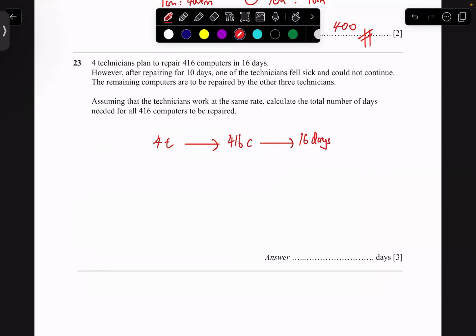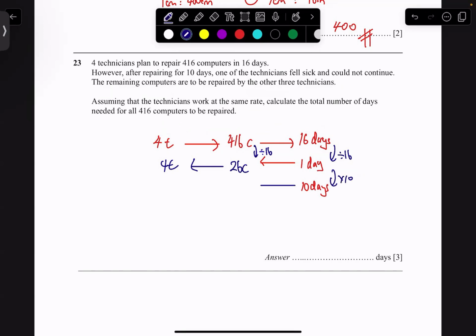Now, however, they have already done the job for 10 days. So if in 16 days they can complete 416, in 1 day you divide by 16. This is direct proportion, so you divide by 16 as well. So 416 divided by 16, you actually get 26 computers for the 4 technicians. Now that means in 10 days, you times 10, you complete 260 computers by 4 technicians.